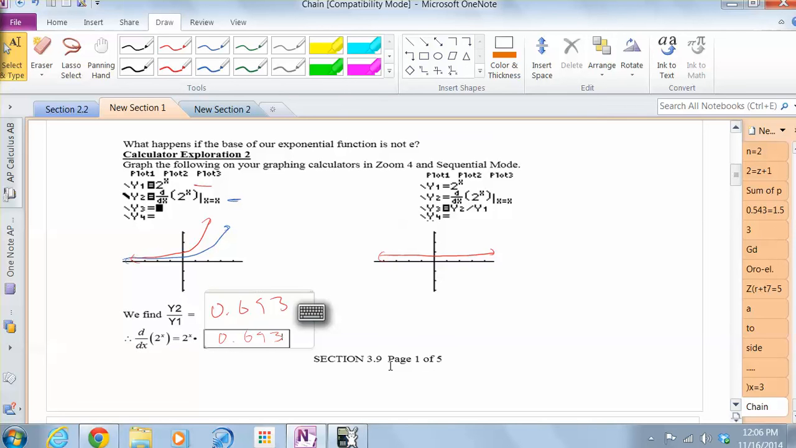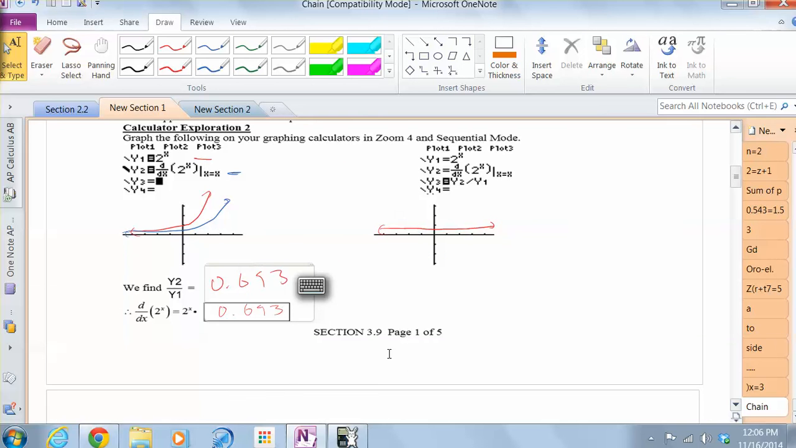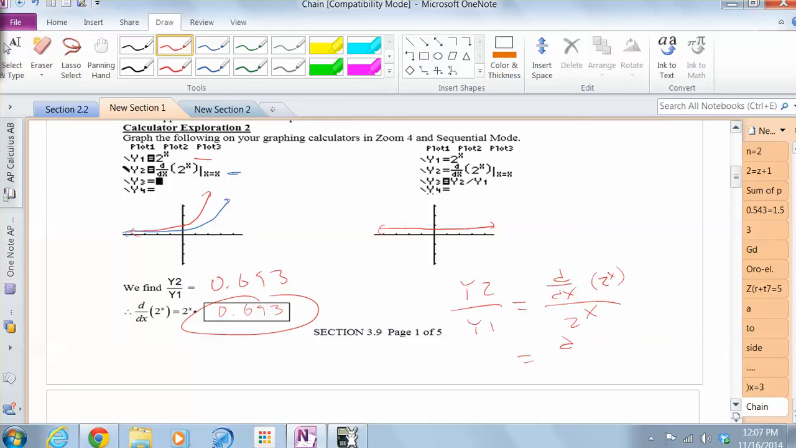And if you're unsure why we get 0.693 for this portion over here, remember what y2 over y1 represents. It's d over dx of 2 to the x, over 2 to the x. So d over dx of 2 to the x over 2 to the x equals 0.693, which is what we got when we did y2 over y1. And so, of course, the derivative with respect to x of 2 to the x will be 2 to the x times 0.693. So hopefully you're able to see the algebra behind that. And I didn't quite explain that just a minute ago.